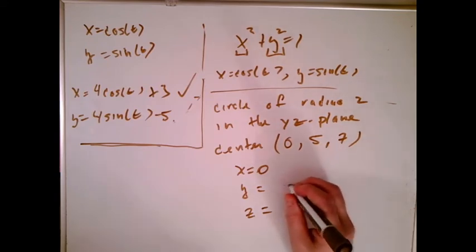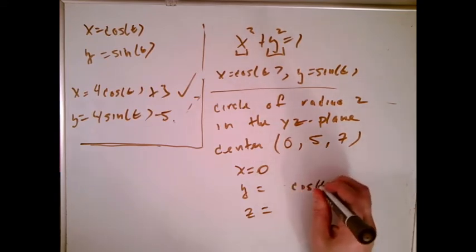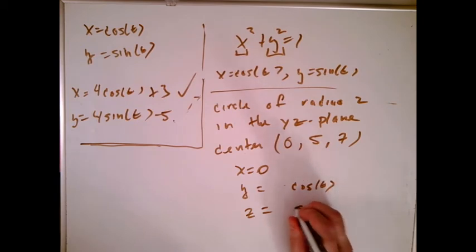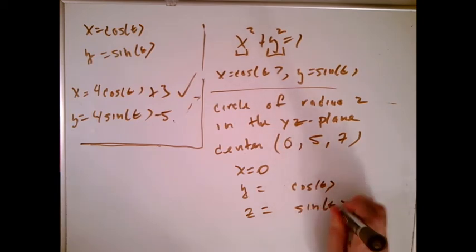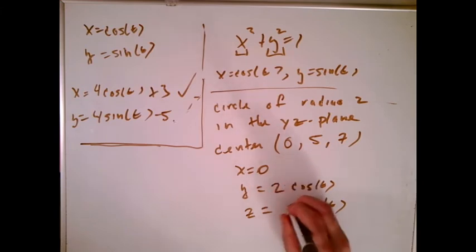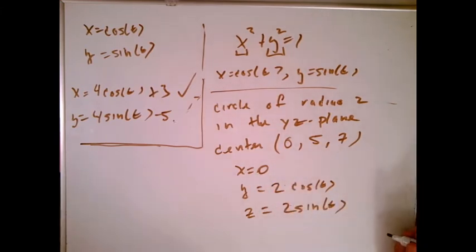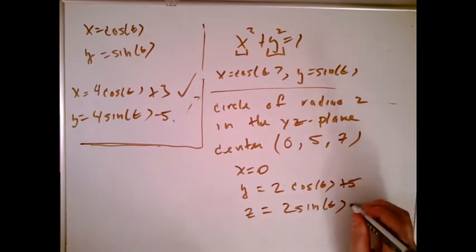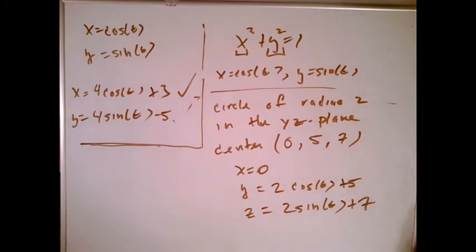If I make y equals cosine t and z equals sine t, that's going to be a circle of radius 1, whose center is at the origin. If I want to make it radius 2, I simply put a 2 out here. That makes it radius 2. I want the center to be at y equals 5 and z equals 7, so I just add 5 here, I add 7 here, and I get a circle of radius 2 in the YZ plane.